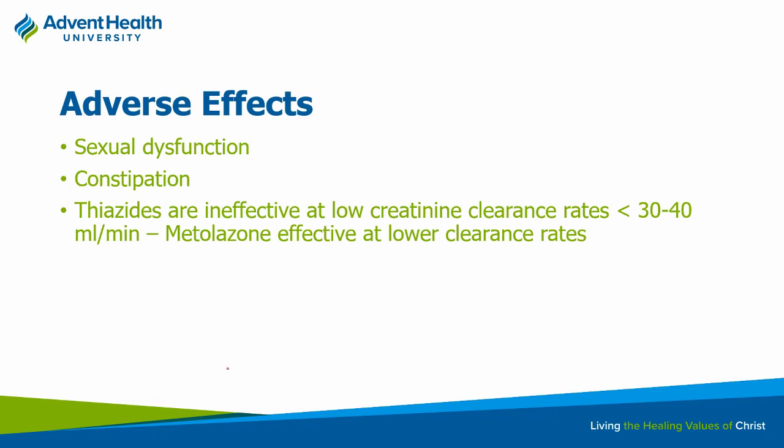Anyway, constipation is going to be another big thing. Typically, high calcium levels tend to slow down peristalsis, so that could be another issue you run into there. And then this is an important point to note here, is that thiazides tend to lose efficacy once you get down to low creatinine clearances, so less than, say, 30 to 40 mLs a minute. They tend to be less effective.